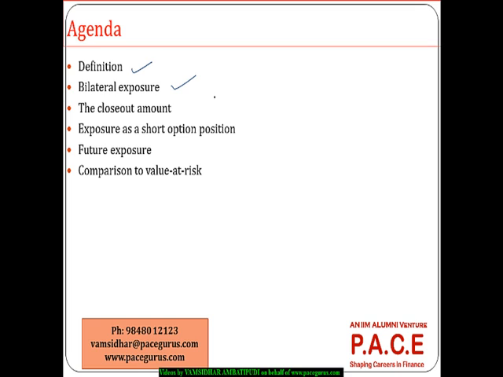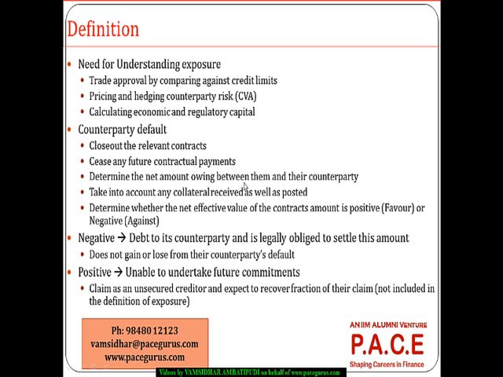How does it look in a bilateral contract? What do we mean by the closeout amount? How do I compute it? And an interesting thing, how do I really visualize the exposure as a short option position? How do I compute the future exposure? And how do I compare exposure with value at risk, which is one of the most important concepts in the banking space?